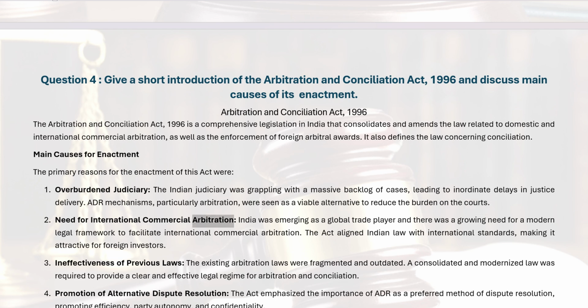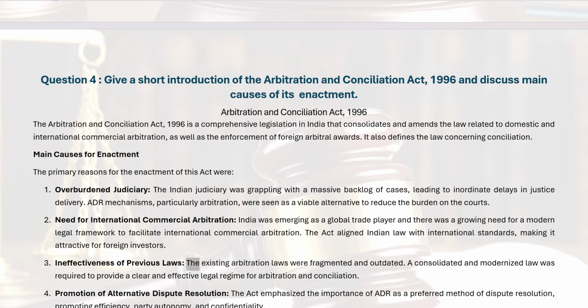Need for international commercial arbitration. India was emerging as a global trade player and there was a growing need for a modern legal framework to facilitate international commercial arbitration. The Act aligned Indian law with international standards, making it attractive for foreign investors.